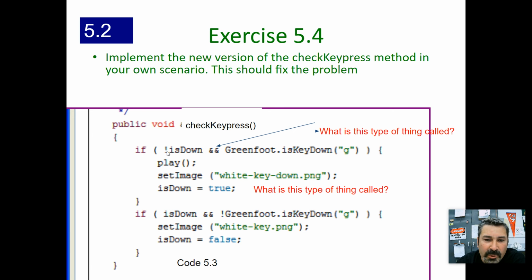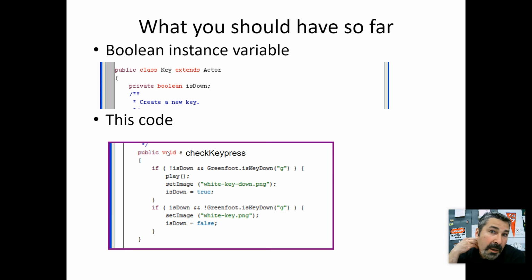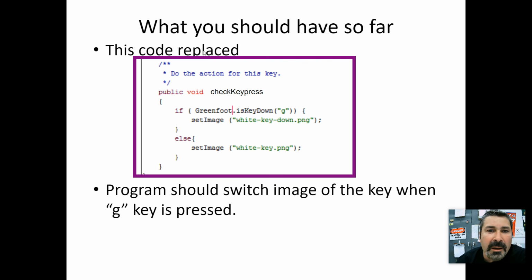logical or Boolean operator. Okay, so here's what you should have so far. You should have added private Boolean is down up here right after the class header. You should have added that code. You should have added this code that we just looked at. So your check key press should look like that. This old code should have been replaced. So if you still have this somewhere, that's not good. It should now look like this. If you can't figure out how to do that, ask me about it.